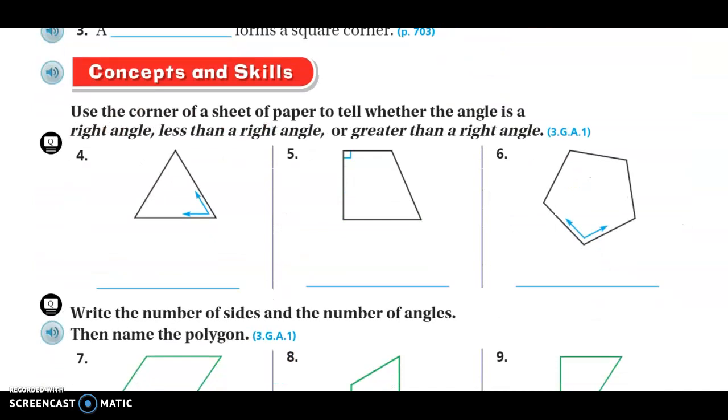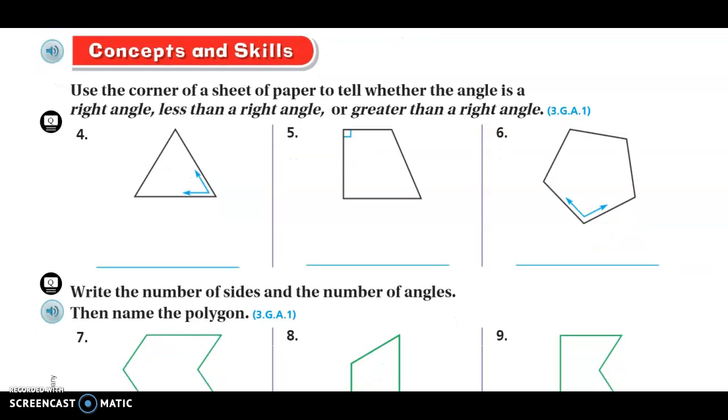After that, it's the concepts and skills. You're going to talk about angles here. So is it a right angle? Is it less than a right angle or greater than? So you can put right, greater than, or less. You don't have to use the actual words for it yet. But we know that it's right, acute, and obtuse.